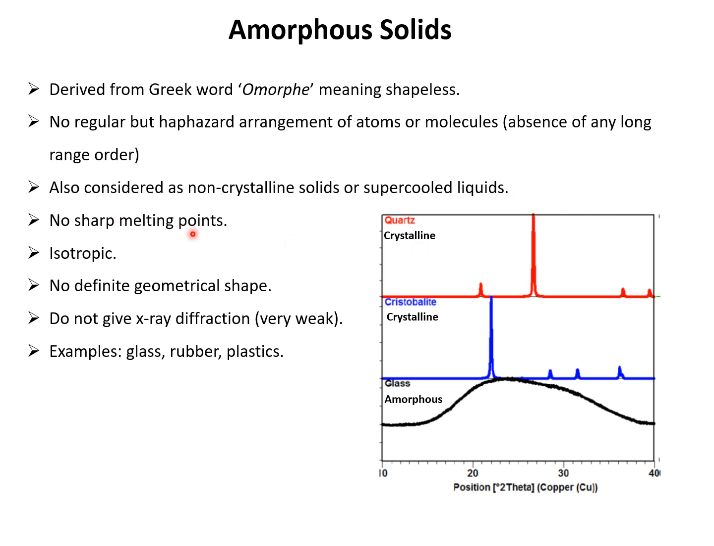No sharp melting points. In case of crystalline, they are anisotropic, whereas in case of amorphous solids, they are isotropic in nature. No definite geometrical shape. They do not give X-ray diffraction, or it is very weak. Some of the amorphous solids are glass, rubber, and plastics.